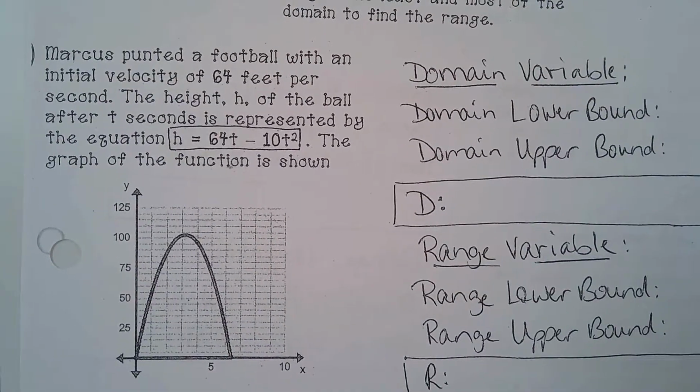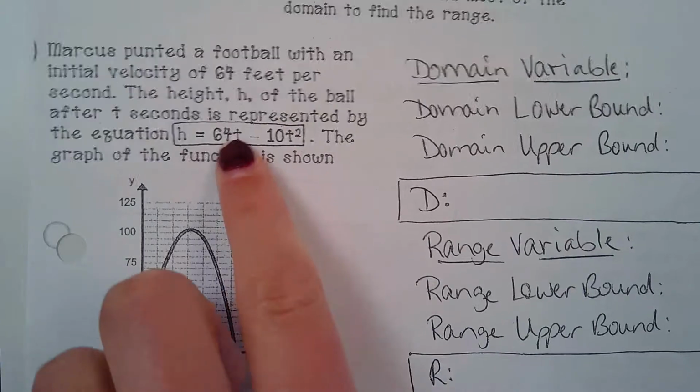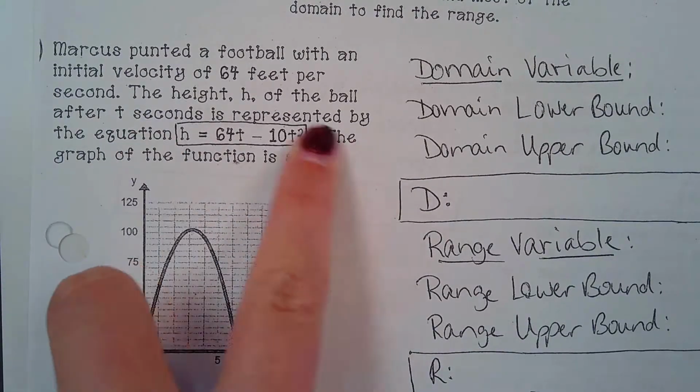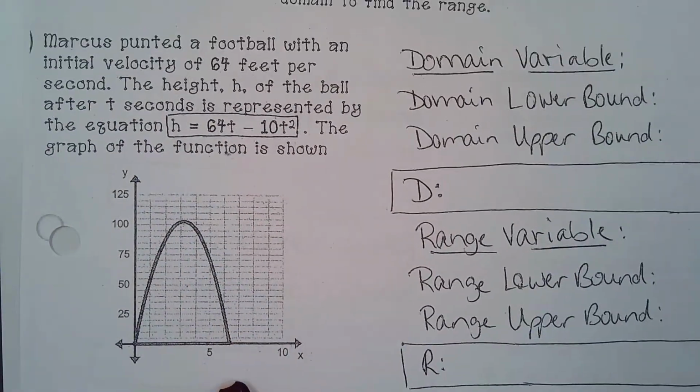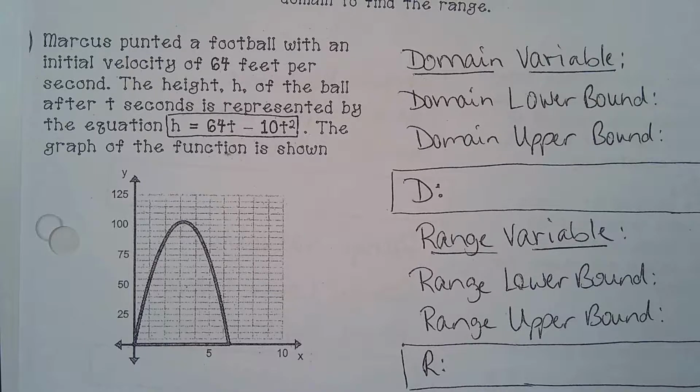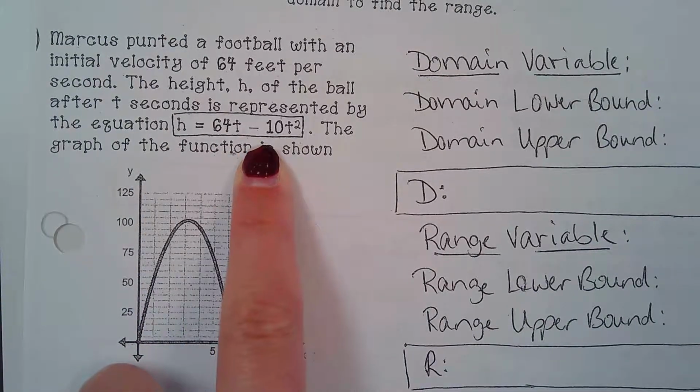So Mark is punting a football with an initial velocity of 64 feet per second. The height h of the ball after t seconds is represented by this equation. So the graph of the function is shown right here. So we want to know a good estimate for the domain and range of your function. So our first thing is to identify your function. They did that for you right here. Are we all good with that?